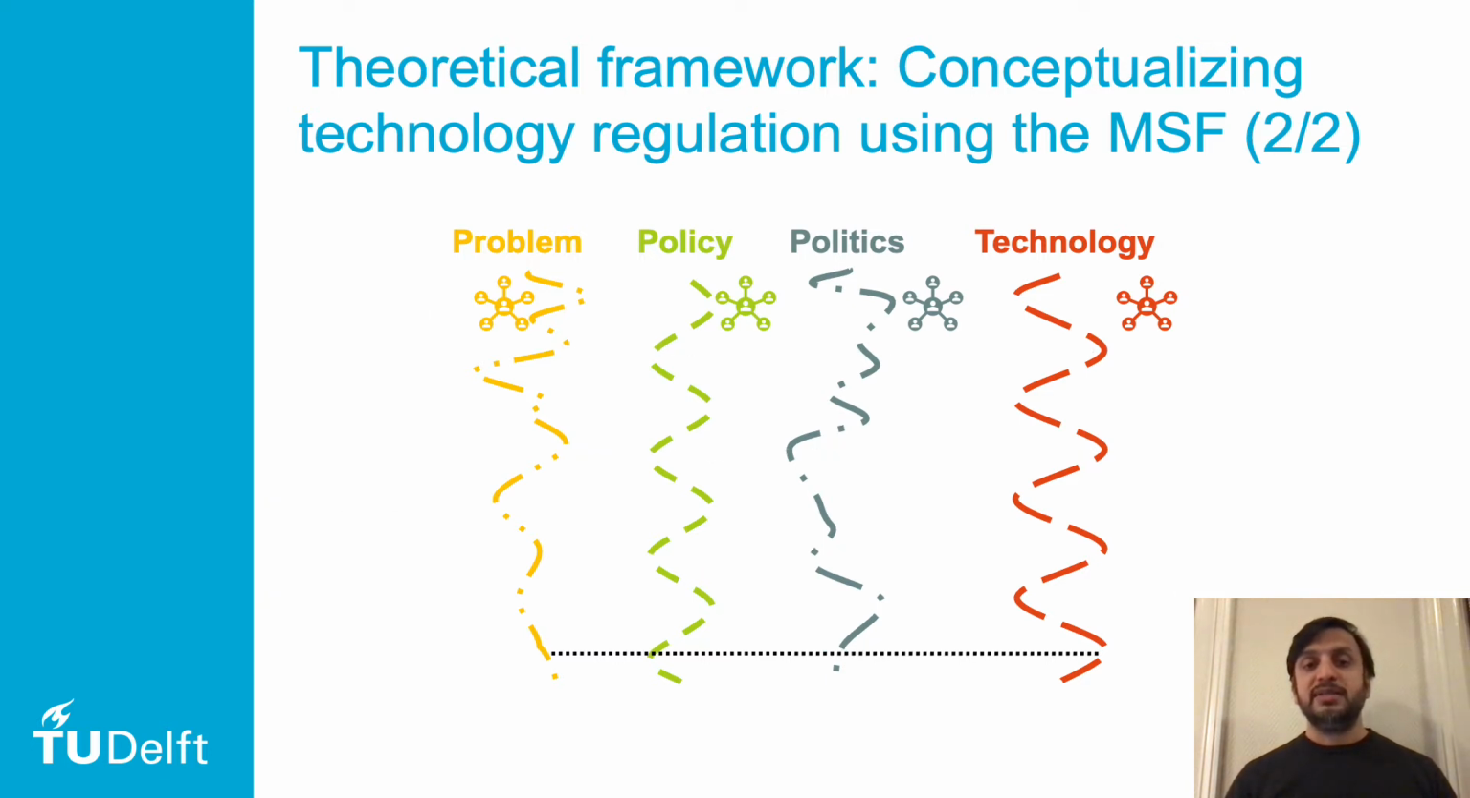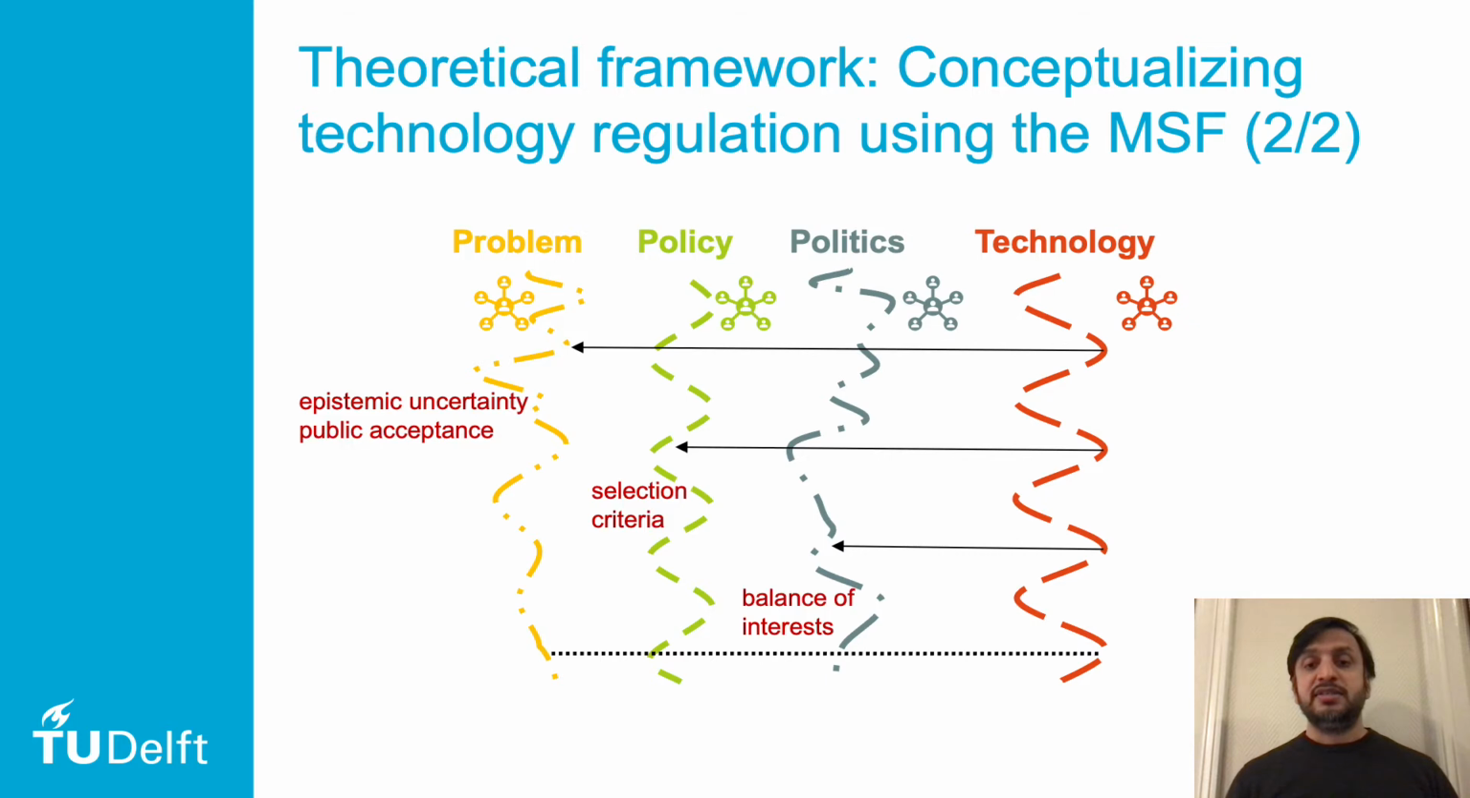Specifically, we hypothesize that technological change can independently influence the problem stream, the policy stream, or the politics stream. For example, by adversely affecting the underlying societal conditions, enhancing the viability of specific policy alternatives, or enabling collective action. However, while the dynamic between problem and technology is modified by epistemic uncertainty and public acceptance of technology, the relationship of policy and technology is determined by the selection criteria in the policy stream. Finally, the alignment of politics and technology is conditioned by the balance of interests.